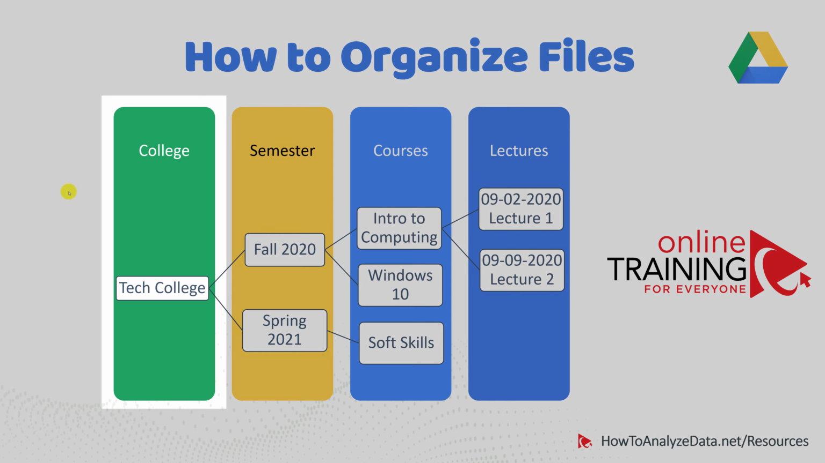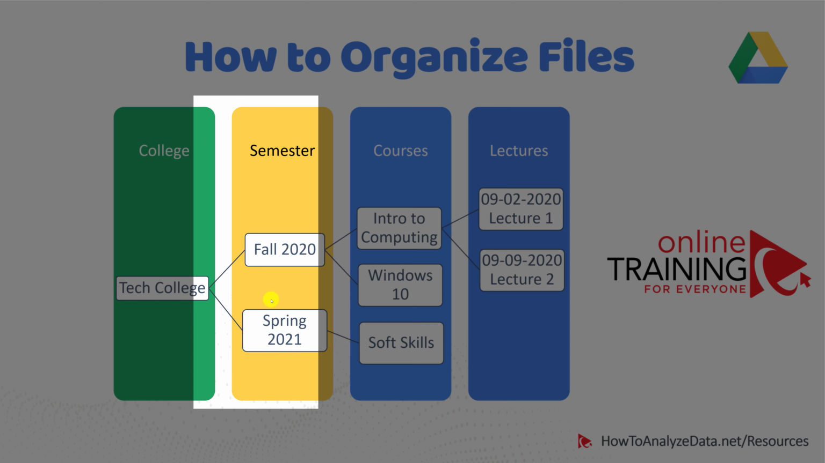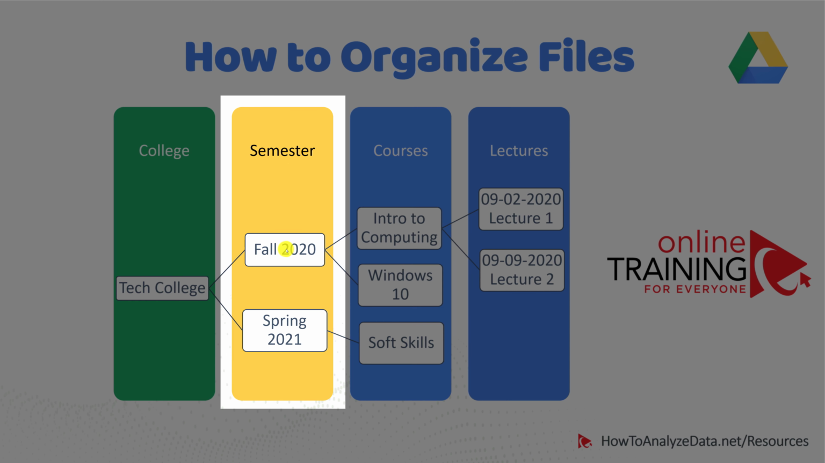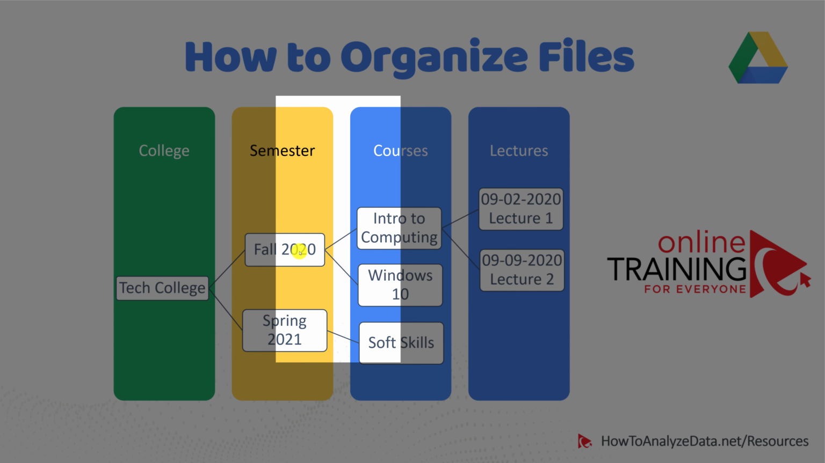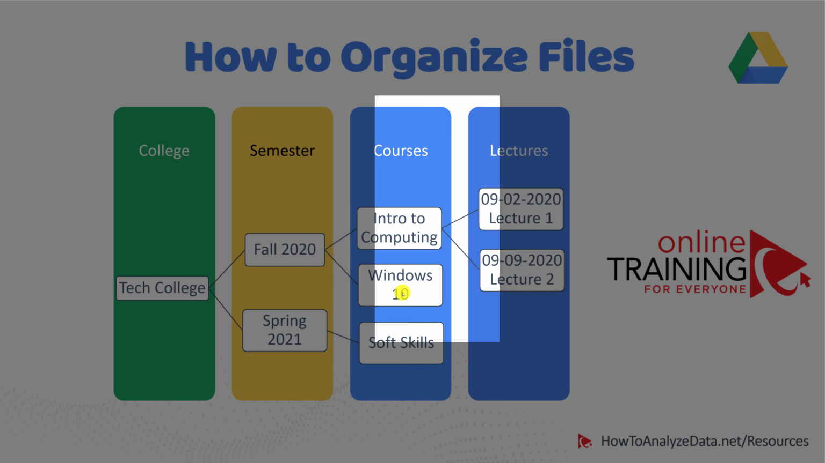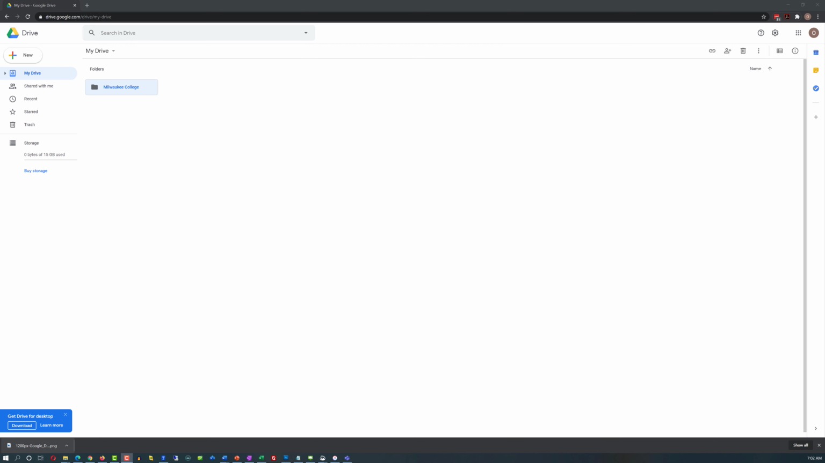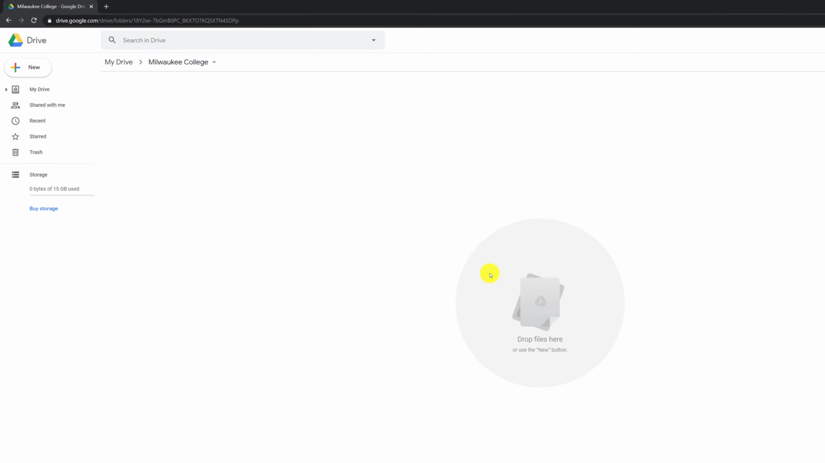For example, you might be studying at a college, and it might be a technical college, so that might be your root folder. You might have multiple semesters there, and your first semester would be fall 2020, your next semester would be spring 2021. In the fall 2020, you will be taking 2 classes, Introduction to Computing and Windows 10. And in Introduction to Computing, you will have multiple lectures. You can replicate this structure right on Google Drive by clicking on the folder and creating subfolders inside the folder.